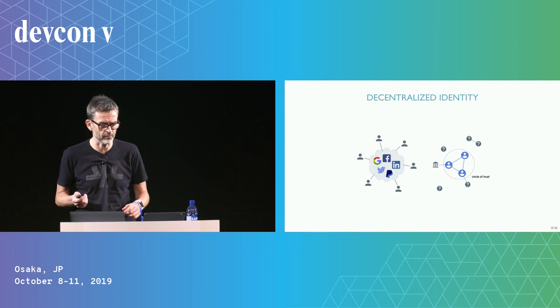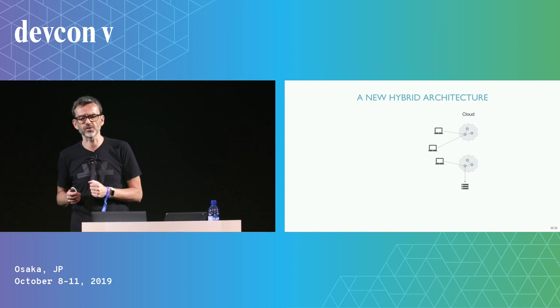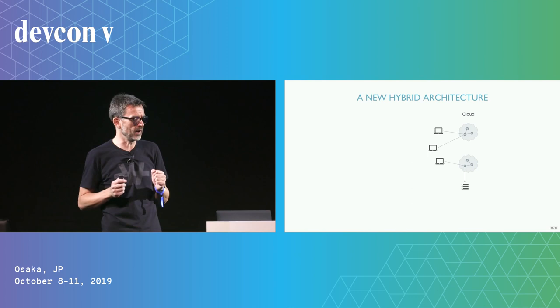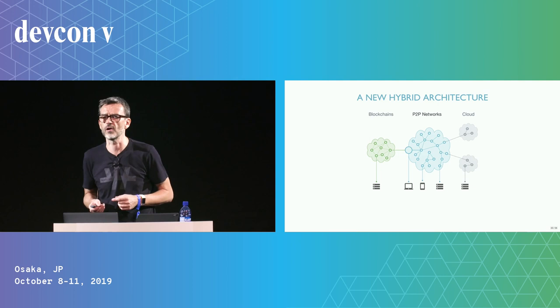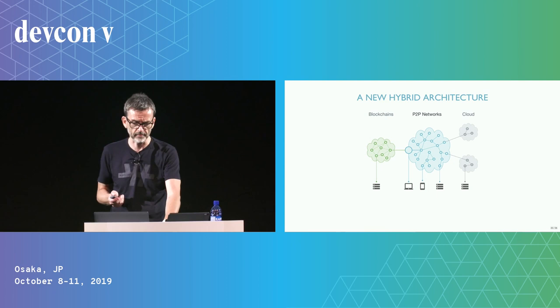We think the solution is going to be a hybrid of different technologies. So the cloud isn't going to go away. It's a good, cheap resource for high-scale computation and storage. We're going to have more and more use cases for blockchain, especially with innovations like Ethereum 2.0. But what we've been focusing on is the missing middle tier, the peer-to-peer tier, and that's what we're going to demo this morning.